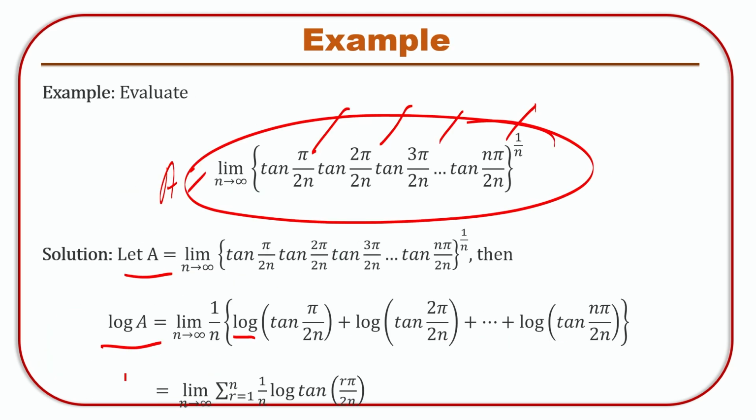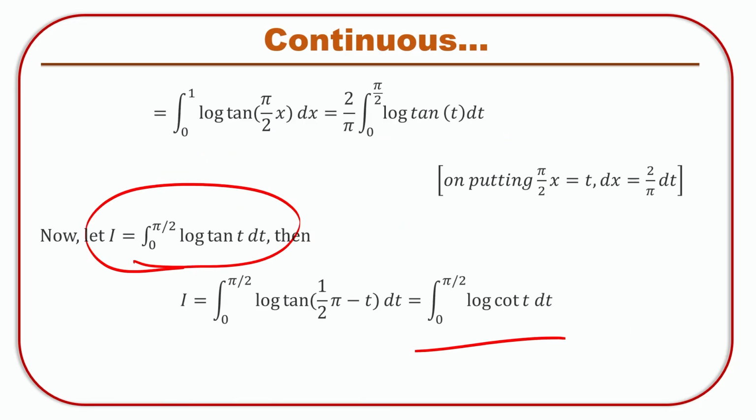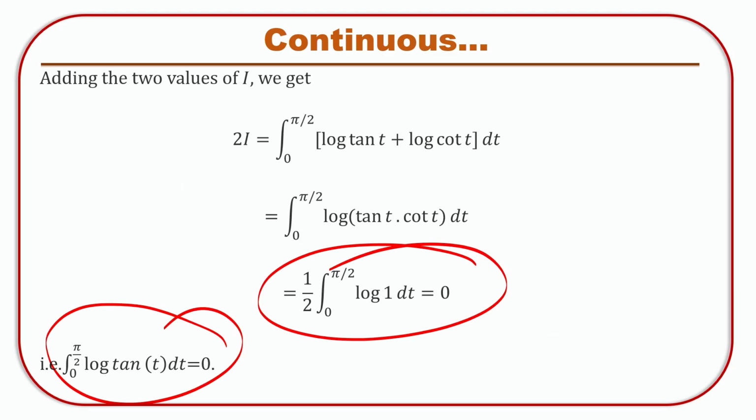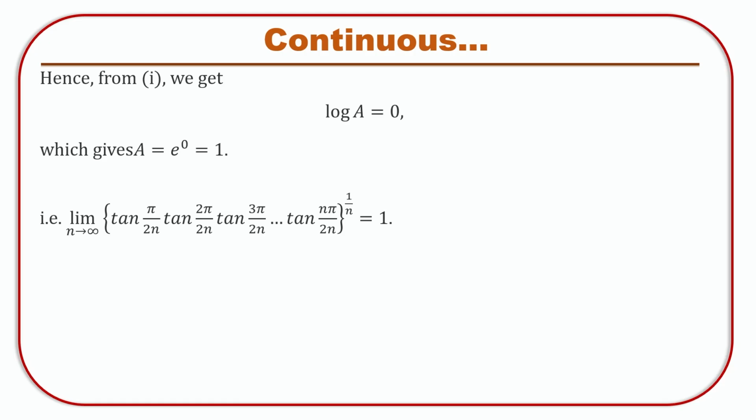So as you can see here, tan(pi by 2n), tan(2 pi by 2n), tan(3 pi by 2n), and so on, and the 1 by n in this is going to be 0. That's a very easy thing for us. It makes the situation very good. So this will give me log of A, so log of A equal to 0. This means the limiting value is equal to 1. So here the value of A is equal to 1.